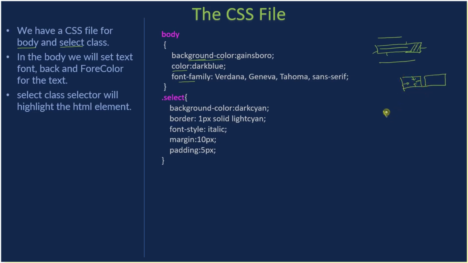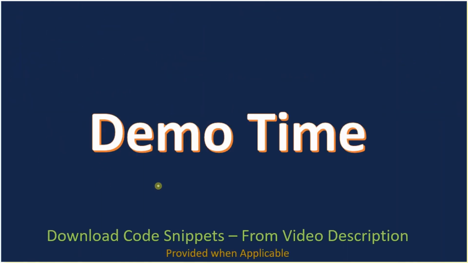So if this is a paragraph, this padding will be useful. If a paragraph is displayed, 5 pixel padding is added on all 4 corners. So that's all. Here we defined the CSS rule for 2 aspects. One is for the body tag and another one is for the HTML element that contains the class attribute select. Now let's go to the demo.